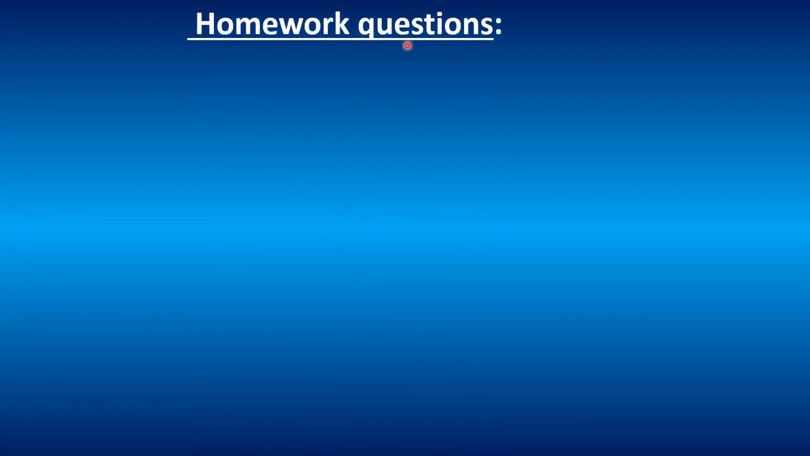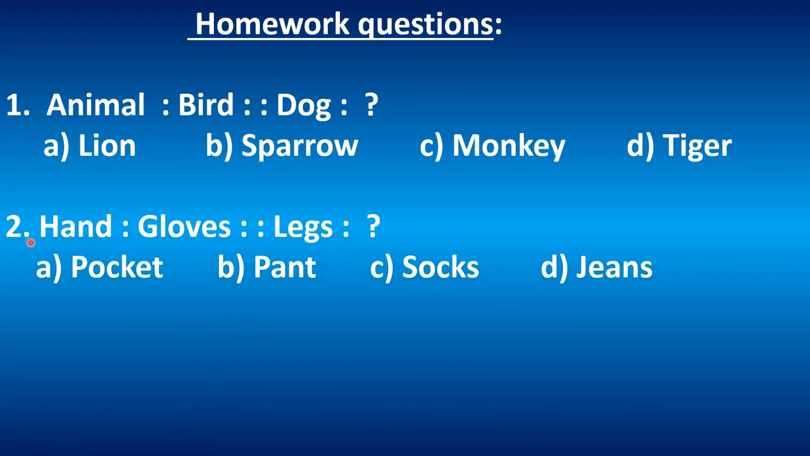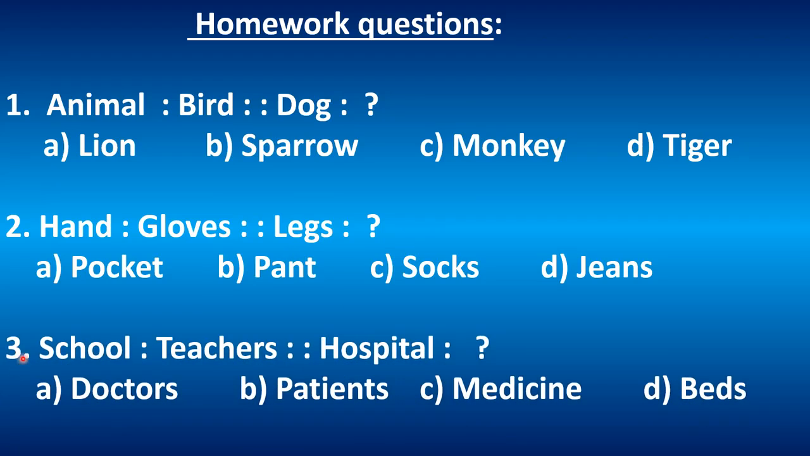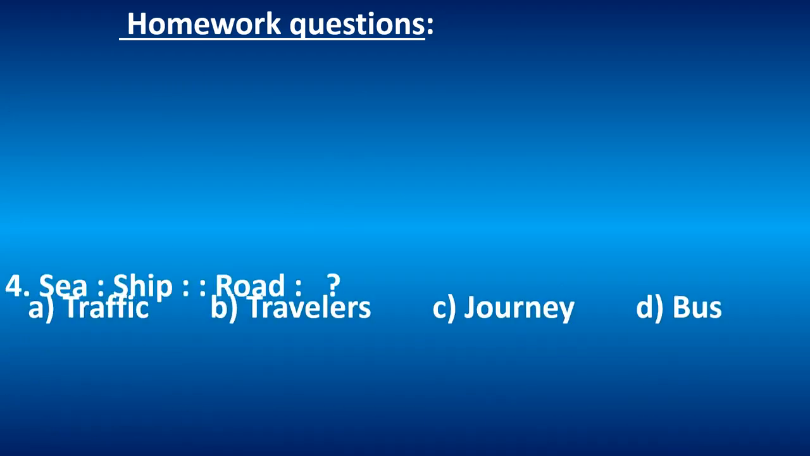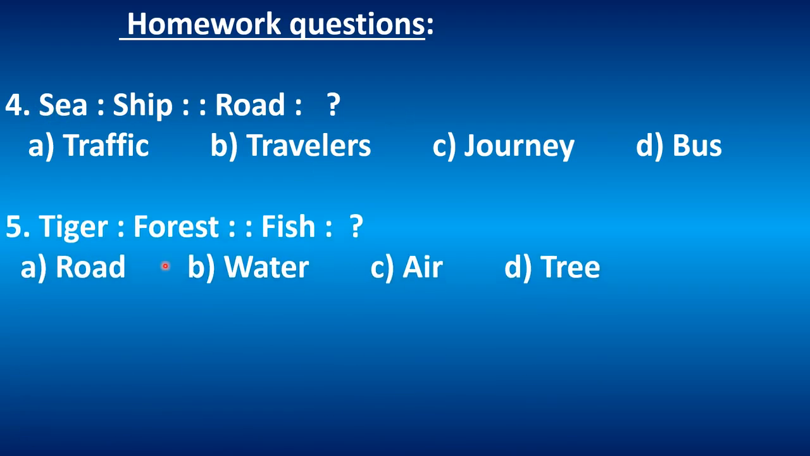Now homework questions. In the same way you have to find out. Okay, in question number 1 it is given animal, bird, dog, dash. In question number 2, hand, gloves, legs, dash. In question number 3, school, teachers, hospital, dash. Okay, you have options and you have to find out the correct option. Okay, now in question number 4, sea, ship, road, dash. In number 5, tiger, forest, fish, dash.